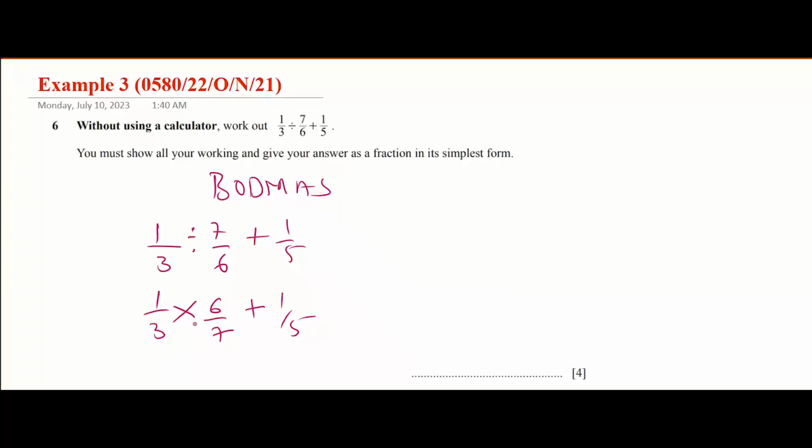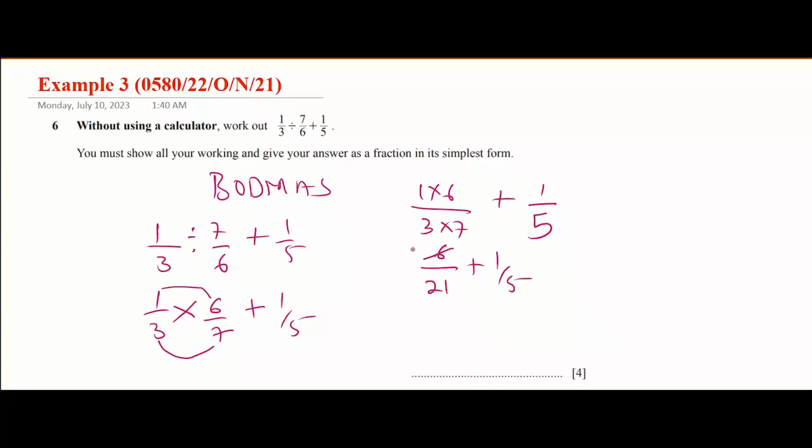So we have multiplication now, which also comes before addition. So I can say 1 times 6, so 1 by 6 out of 3 by 7. That is, I multiplied the numerators and the denominators respectively. Then add 1 out of 5. So this will give me 6 out of 21, add 1 out of 5. So I can reduce this.